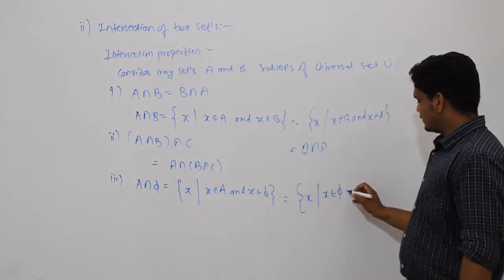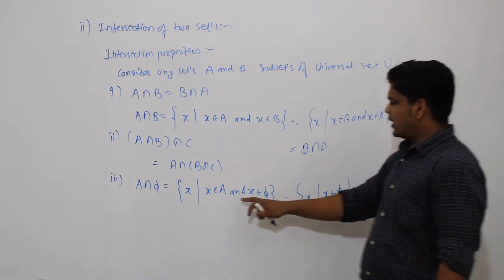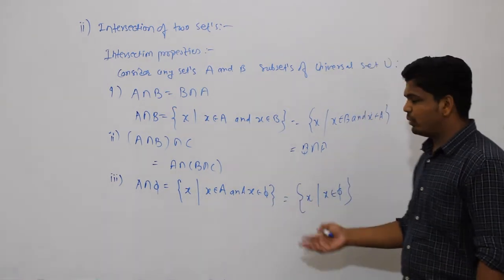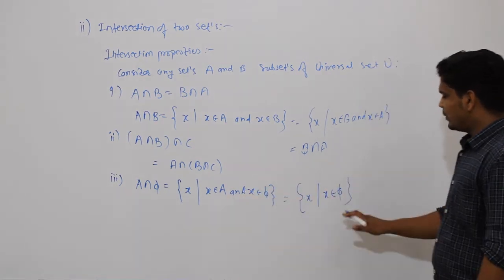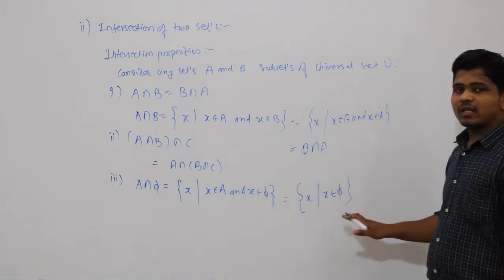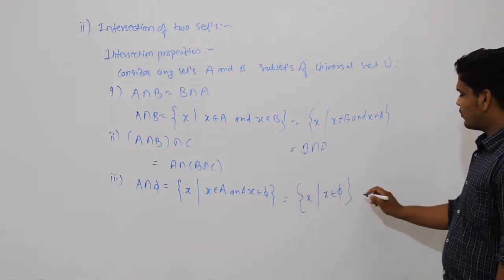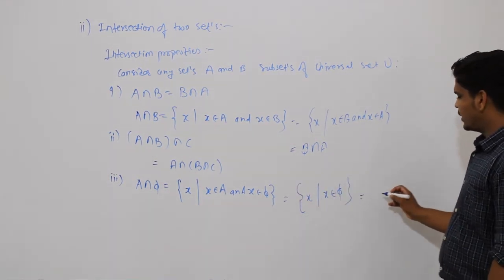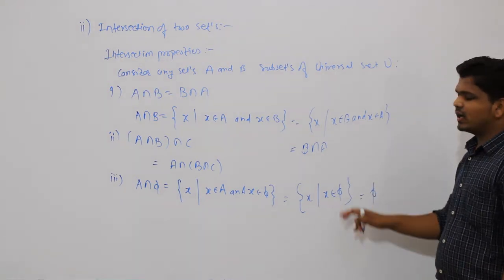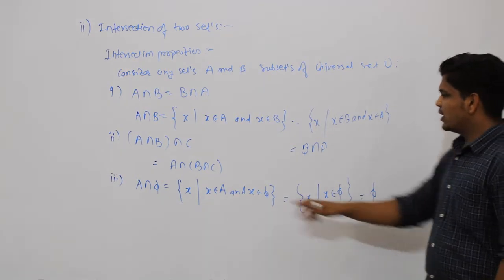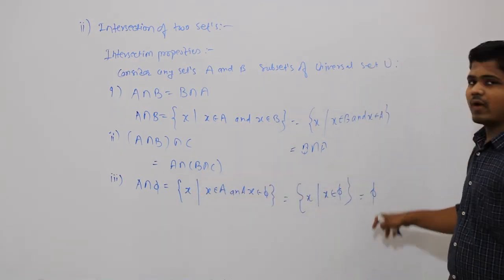Why this is so? Since you will have X belong to A and X belong to phi. Means you have to take elements of phi also that are common with A. The elements of phi that are common with A are nothing but elements of phi only. Since phi is subset of A, what this will be? This will be nothing but empty set. Since your phi can consist no elements, means your A intersection phi has become phi.